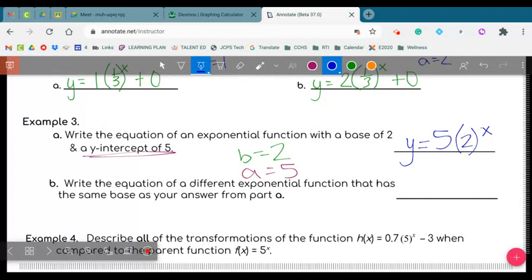Now, part b says write the equation of a different exponential function that has the same base. So the only thing that needs to stay the same is the 2 to the x. The 5 needs to change somehow. It doesn't matter what you change it to. I'm going to change it to 3. Then my base needs to stay the same.